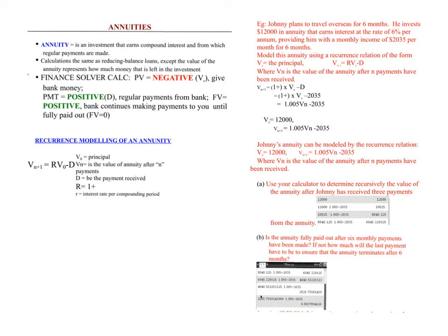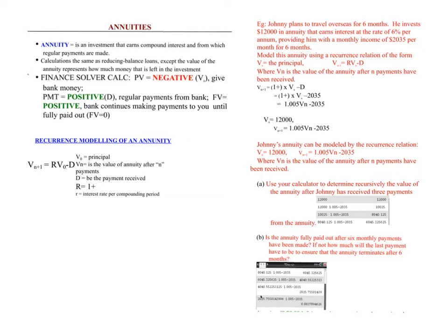So that's an annuity. You put your money in and you keep taking it out until it exhausts out. But you're going to gain a little bit more, aren't you? Because they're going to give you interest. All right, so we can still do them on Finance Solver. We just have to be really careful with how you put it, positive or negative.